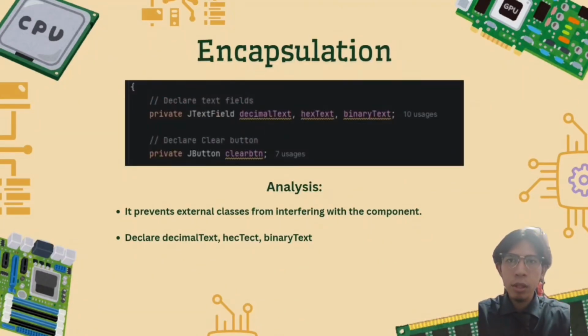Next, we will go to encapsulation. Encapsulation is a core concept of object-oriented programming, which is OOP. By making the UI components private, it prevents external classes from directly tampering with them. For example, another class would not be able to accidentally change the text or delete the button from the layout. In this case, our project declares the JTextFields, designed for taking input and displaying output of the decimal, hexadecimal, and binary numbers. And our project also declares the JButton, which clears the text fields when clicked.